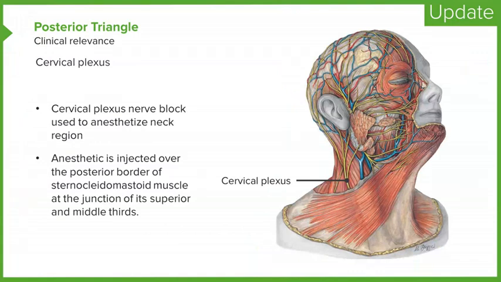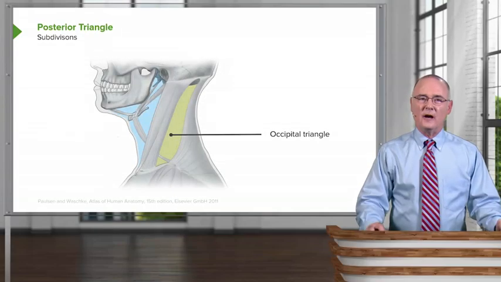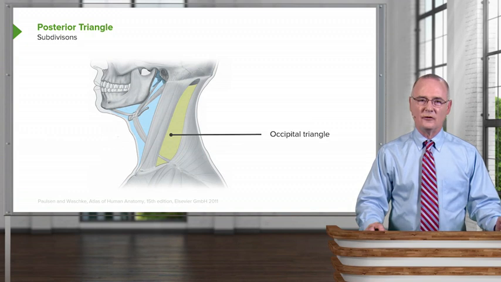Looking at the cervical plexus, you can use a nerve block here to anesthetize the neck region. The anesthetic is injected over the posterior border of the sternocleidomastoid muscle at the junction of its superior and middle thirds. The posterior triangle is less complex with respect to its subdivisions.